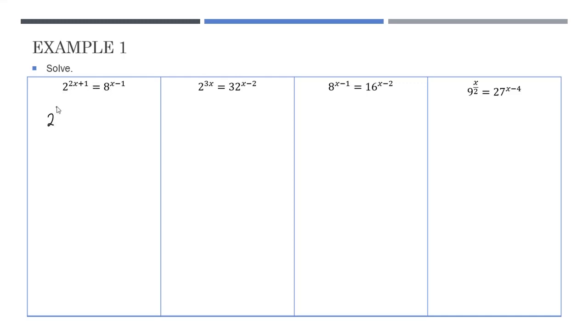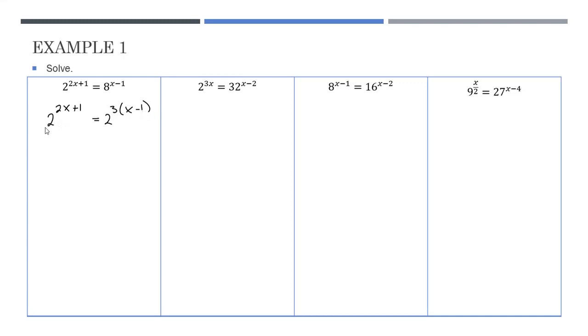So the left side stays as the same. And 2 cubed is the same as 8. Now I'm going to put this x minus 1 in brackets because we are going to have to distribute that 3 to both of these. I could have put the 2 cubed in brackets and then this x minus 1 all on the outside. It would have meant the same thing.